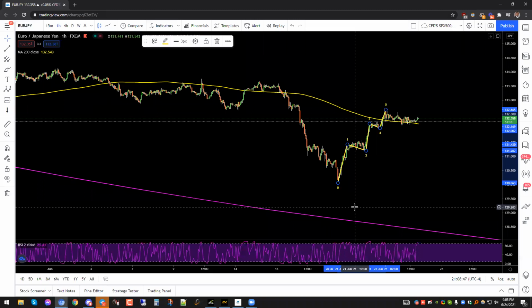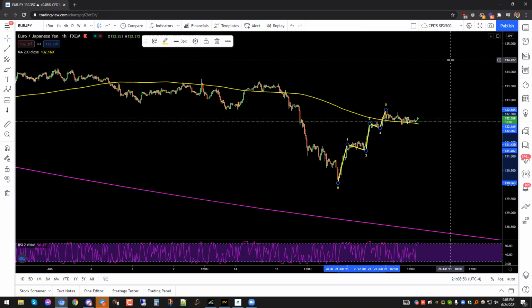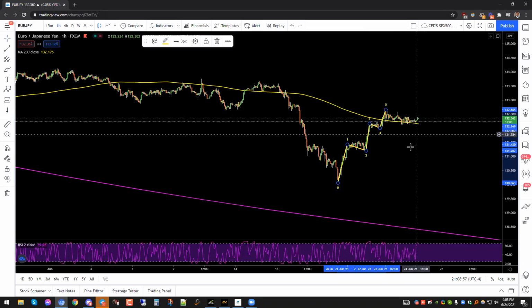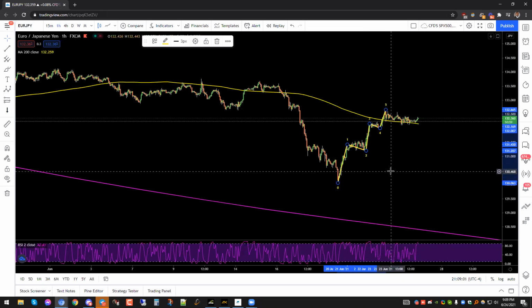And we all know that after 5 waves, we have ABC. So we have a correction, and then we have another 5 waves up. That's what we're going to be looking for on Euro dollar Japanese yen. How do we trade this?